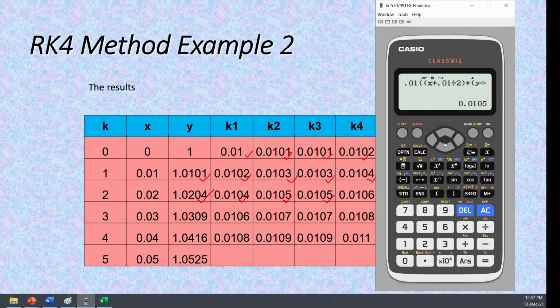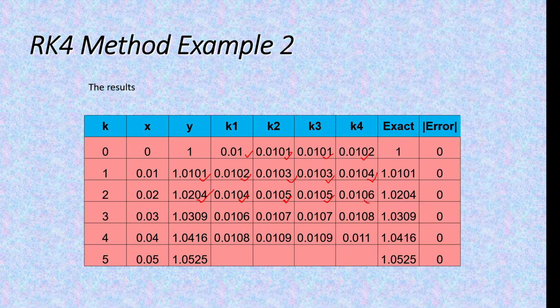And then you want the K4 formula. Okay, K4 formula, X becomes X plus 0.1. Don't have divide by 2, you delete it. Y becomes Y plus C. Then don't have divide by 2. Okay, and you calculate it. X is 0.2, correct? Y is 1.0204. C is K3, 0.0105. So you get 0.0106. Yeah. That's it.